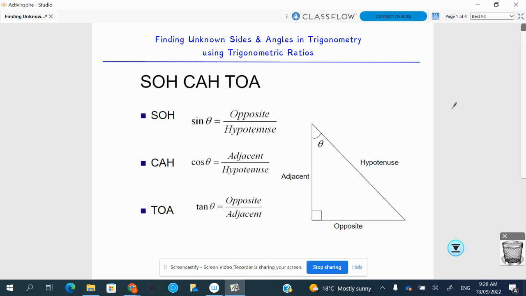This video is a review of Year 9 content about finding unknown sides and angles in trigonometry using trigonometric ratios. Now, this only works in right-angled triangles. The word we use to remember the trig ratios is SOHCAHTOA.